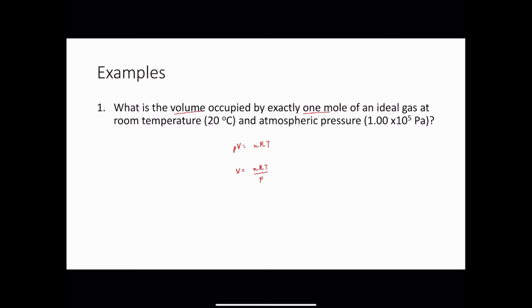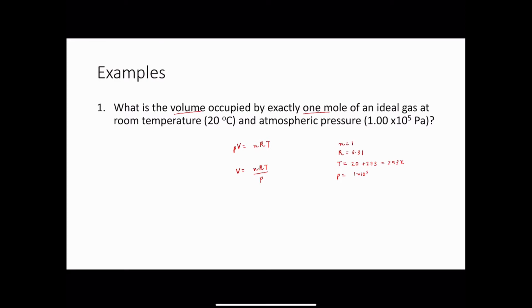And then I'm going to substitute the numbers that I need in. So I've got 1 mole. I've got my gas constant, which is 8.31. My temperature is 20 degrees, and I need to change that into Kelvin, so I need to add 273. So that is 293 Kelvin. And my pressure is 1 times 10 to the 5.